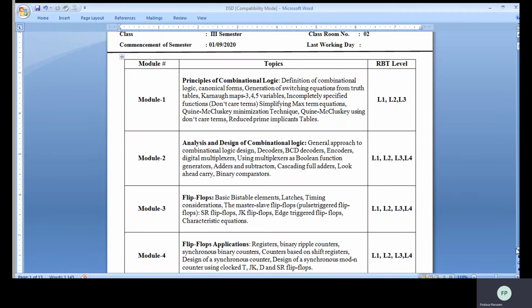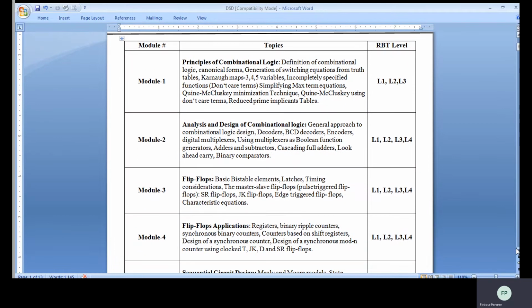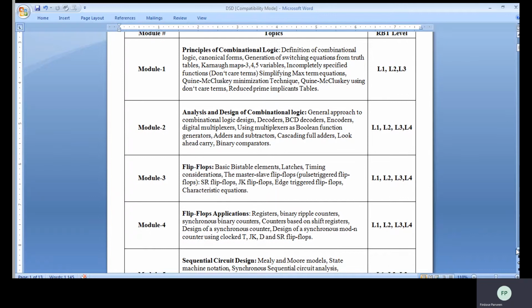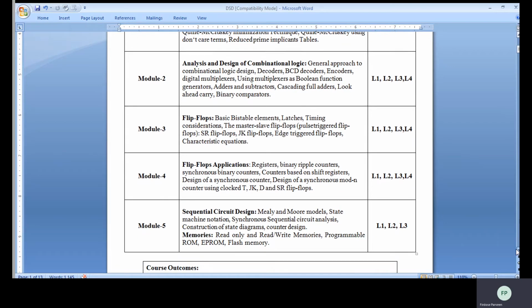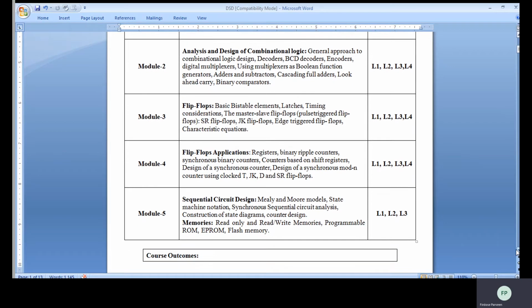Again, in the next module, that is module 3, you'll be having flip-flops, SR flip-flop, JK flip-flops. And about the flip-flops, later in the next module, you'll be having flip-flop applications. And the last module will be sequential circuit design.